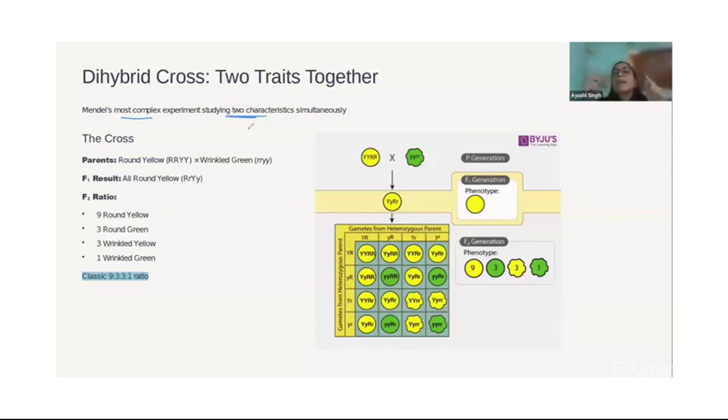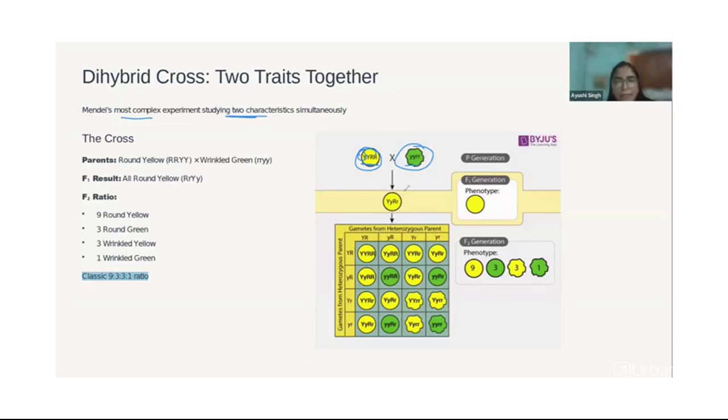He was trying to figure out whether one characteristic is dependent on the other or not. He was trying to understand whether if the seeds are yellow, they are going to be round, or wrinkled. Are they connected? Are they supposed to be like that or not? So he took one parent which was completely dominating in nature, that was yellow and round, and the second parent was green and wrinkled.